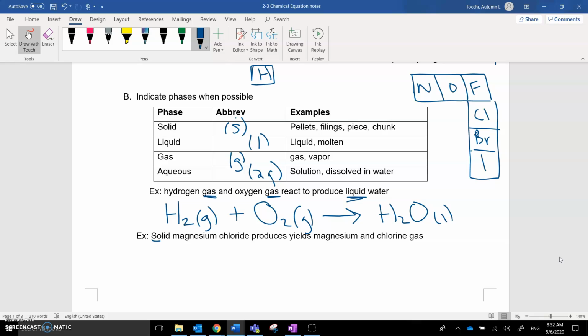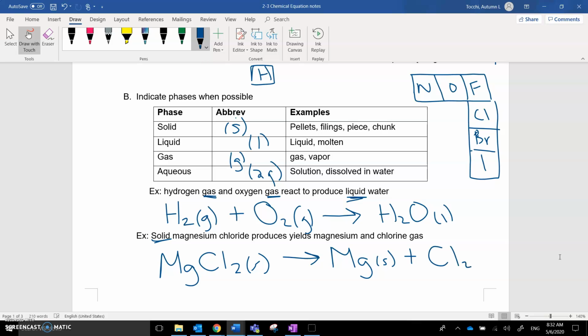So this next one, solid magnesium chloride. So magnesium chloride is a solid. What's going to happen is it's going to fall apart into magnesium, which is a metal at room temperature, so it's a solid. I should have included that, and I will try in the future, plus chlorine gas. Right, so those are our general notes.